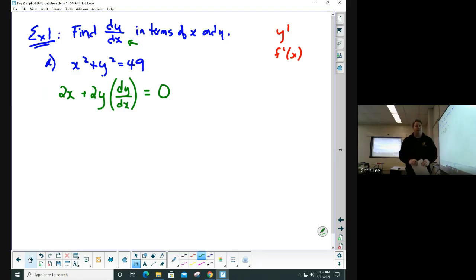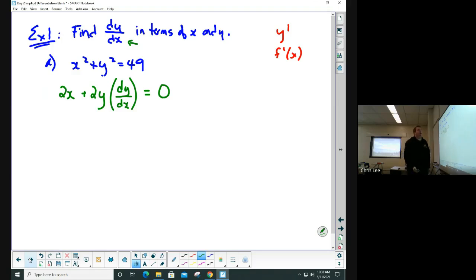When you actually go off and do it, though, you essentially differentiate just like you normally do. The only catch is if you're differentiating with respect to x and you see a y, you do it normally, but add this little dy by dx. If you saw a z someplace else, you would go dz by dx. Okay? Any letter that's not an x gets this little addition.